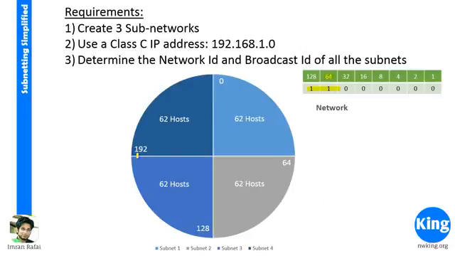How do we get the broadcast ID? 64 minus 1 is 63, so that is the broadcast ID of this network. 128 minus 1, 127. 191 is the broadcast ID here, and 255 is the broadcast ID here. Very simple. And questions like this, determining the network ID and broadcast ID, are going to be part of your CCNA. So start doing all these calculations in your mind.